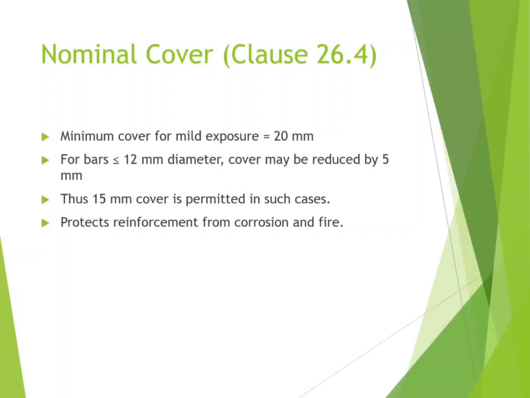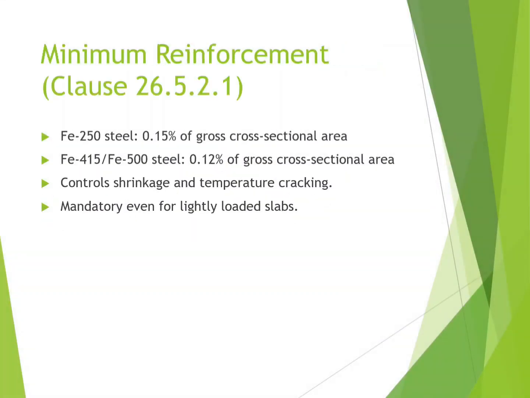First is nominal cover, clause 26.4. For normal, mild environmental exposure, you need a minimum of 20 millimeters of clean concrete protecting your steel. However, the code gives us a great little shortcut. If your main reinforcing bars are 12 millimeters or smaller in diameter, you are allowed to reduce that cover by 5 millimeters, meaning a 15 millimeters clear cover is perfectly safe and compliant.